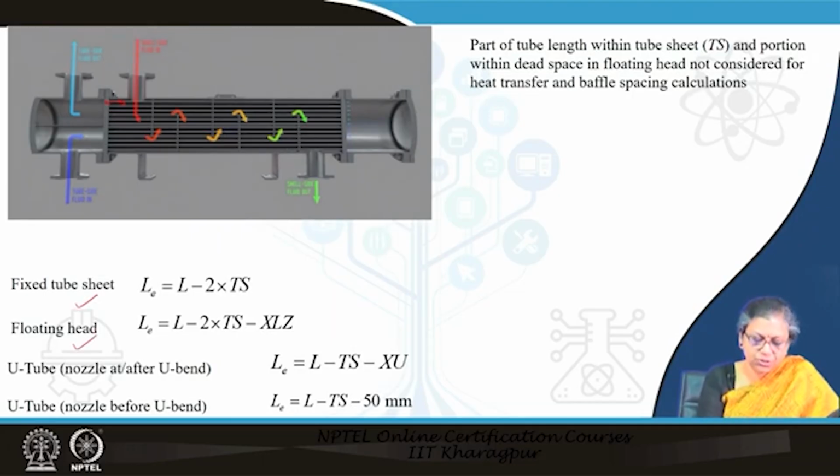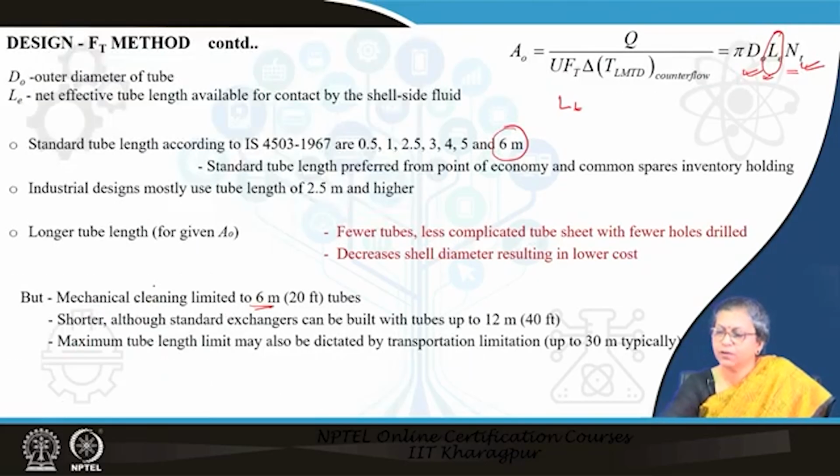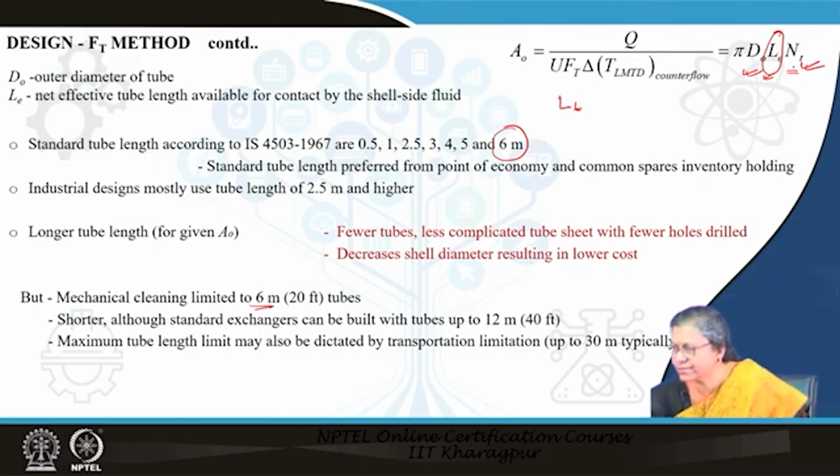Depending upon the tube sheet that you have decided, we are going to find out the effective length. From the effective length, we are going to find out the number of tubes that are required. Remember one thing, after the whole thing is done, we again need to come back and make a number of checks to see that the design is acceptable.